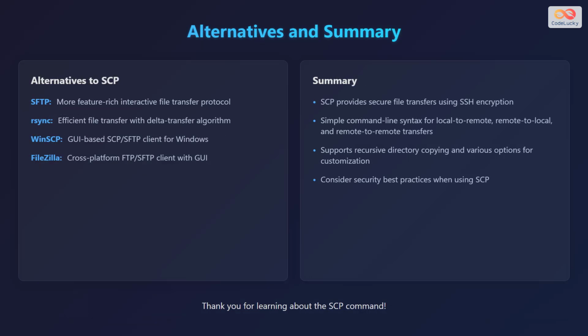While SCP is a useful tool, there are alternatives to consider. SFTP, or Secure File Transfer Protocol, offers a more feature-rich interactive file transfer protocol. rsync provides efficient file transfer with a delta transfer algorithm, which only transfers the differences between files. WinSCP is a GUI-based SCP and SFTP client for Windows. FileZilla is a cross-platform FTP and SFTP client with a GUI.